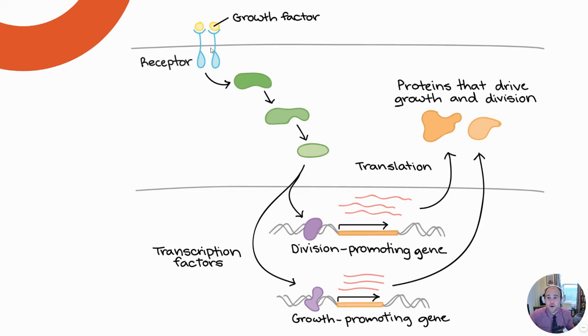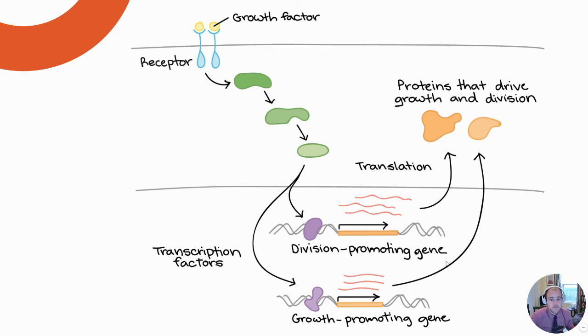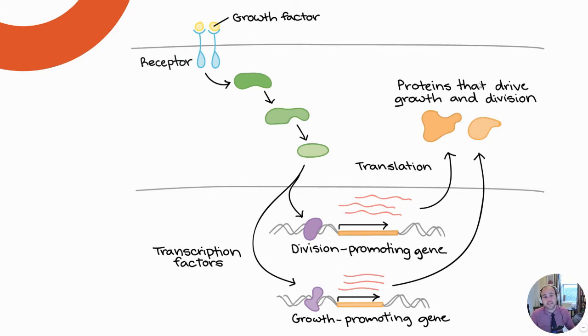So here we see an example of growth factor, which we talked about when we were talking about cell division and cancer. It binds to the receptor, goes through the transduction pathway, which turns on transcription factors that will activate the cell division promoting gene that will make proteins that then cause growth and division. So we can see that these proteins are only being made once those transcription factors are activated by the chemical signal from growth factor. So reception, transduction, response.